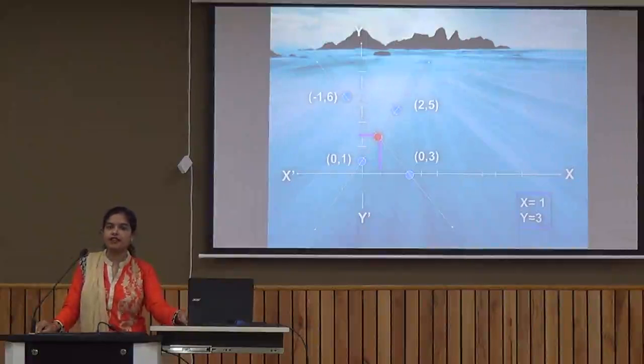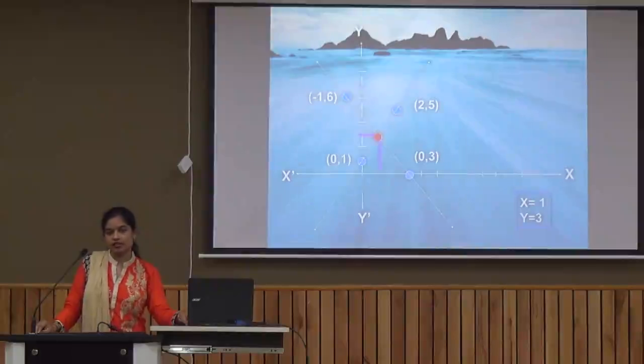Therefore, we will write the final answer for this question as: the two equations intersect at the point (1, 3).